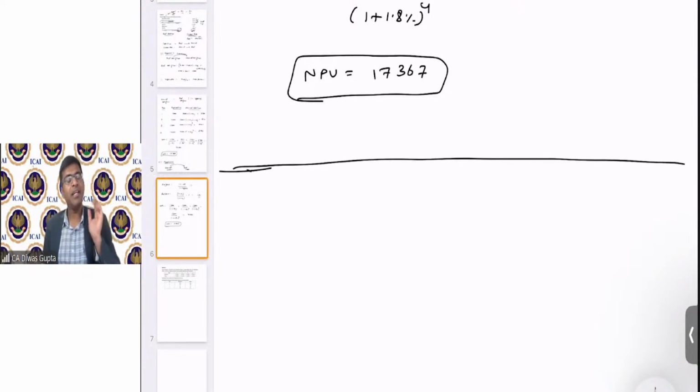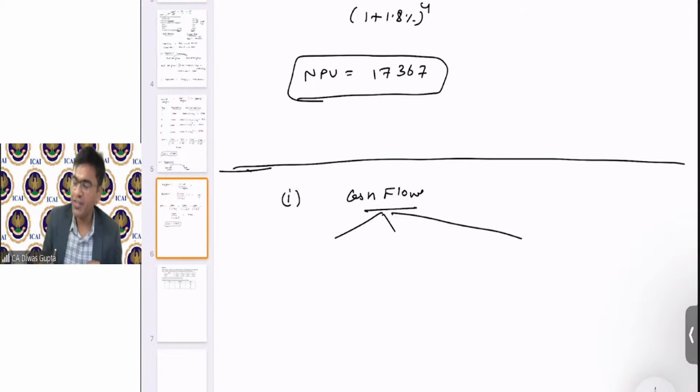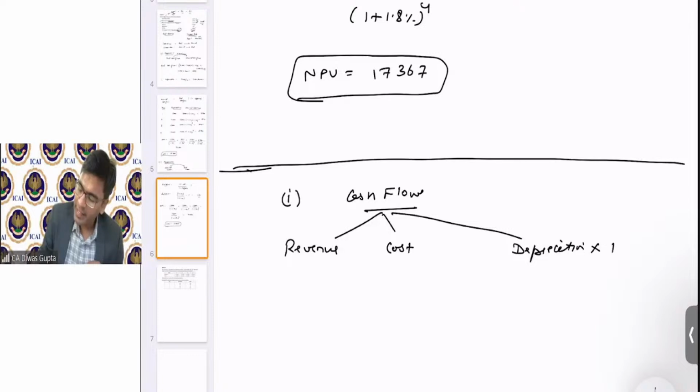So students, hear me carefully. Approach one, we adjusted cash flows. What were the different components of cash flows? 1, 2, and 3. The first one was revenue. The second one was cost. And the third one was depreciation and its resultant tax. Correct?